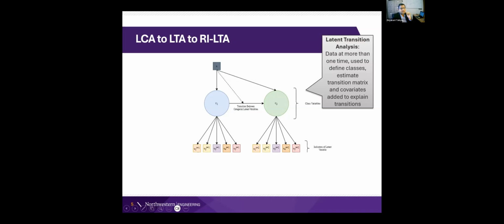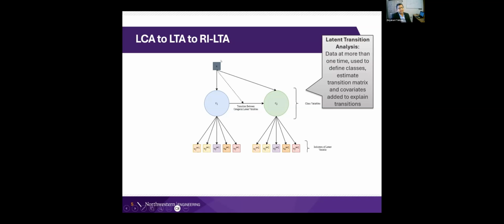A key component of a latent transition analysis is this arrow that you are seeing that goes from C1 to C2. This is what we call a transition matrix. And the idea is it gives you the probability of transitioning from one latent class to another latent class over time. If you have 3 or 4 different time points, you will have not one transition matrix, but 2 or 3 different transition matrices.